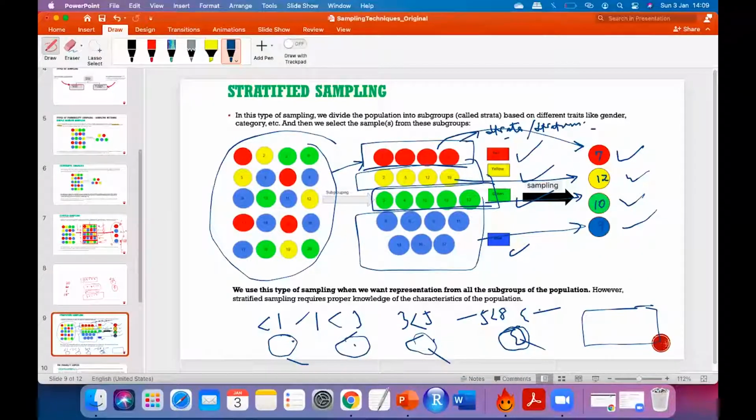What is the difference then? Now see, this is the benefit of having one example for all the sampling methods. Now you guys will be able to tell. What is the difference between cluster sampling and stratified sampling?